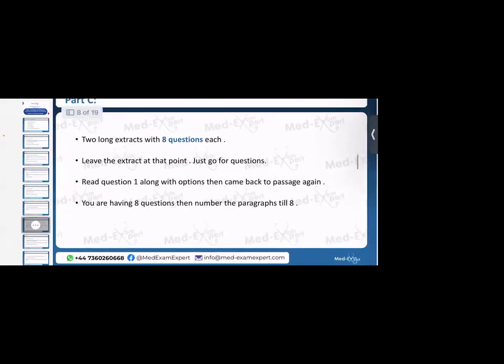So after solving the rest of the questions, then try to solve the unanswered question again. Okay, so this is the golden tip to save your time.